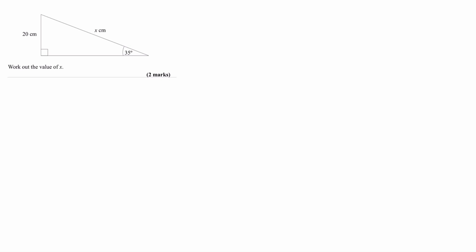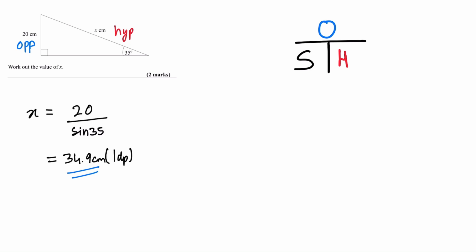So here's a simple question that you could get, just a 2-marker. The first thing you want to do when you approach a question like this is mark out what you have. So we have the opposite here, which is 20 centimeters. We're looking for the hypotenuse. As you can see, it's opposite the right angle, so it's the hypotenuse. And we have the angle 35 degrees. So because this is the combination that we have, we know we have to use the sine theta formula. And because we're looking for the hypotenuse, we cover the H with our hands, and we see it's O over S, so that will give you opposite over sine 35, and that gives us 34.9 centimeters to 1 decimal place.